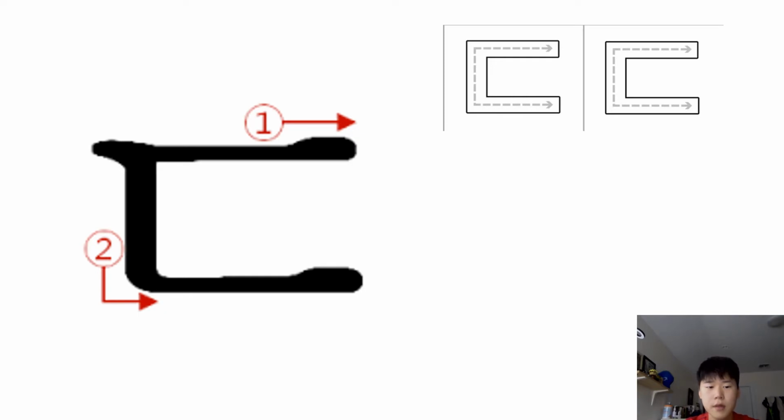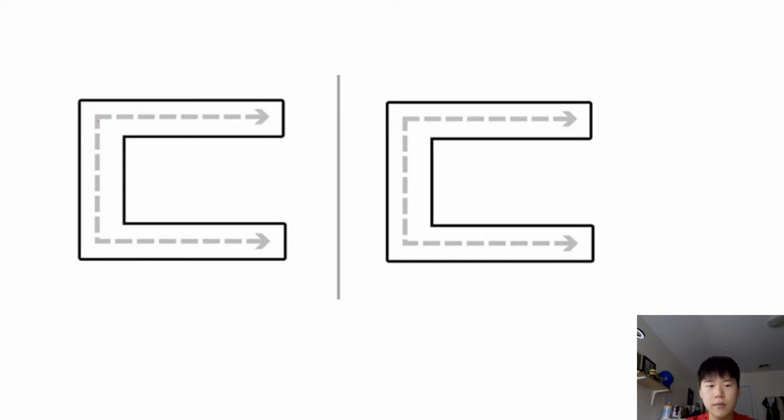So first, how do we write 디귿? Let's review. You always go from left to right, and then down and from left to right. So 1, 2. Let's try it again. 1, 2. The top one should just be one motion, and then when you go down, it should be just one motion too.